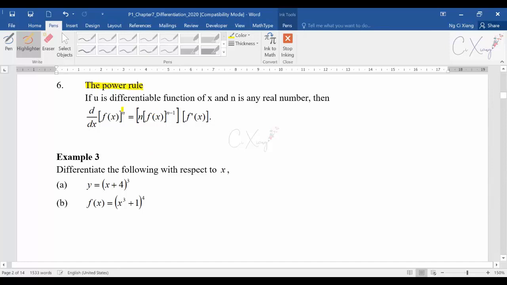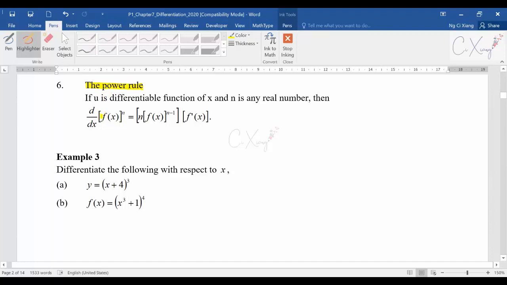The power rule is another, better way for us to differentiate a bracket with a power. Just now, when we used the chain rule, you realized that the steps are a bit long, which is not so convenient for us. So the power rule is the shortcut that we learned before, for how to differentiate a bracket with a power.